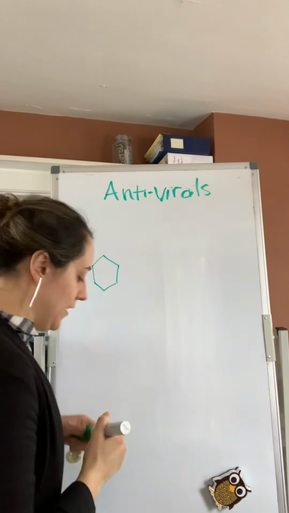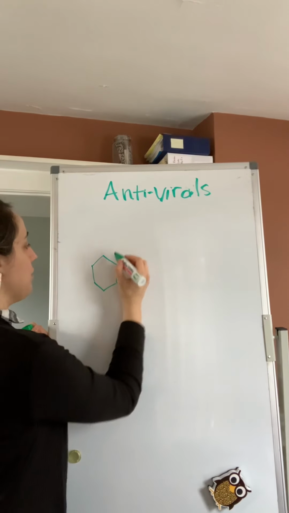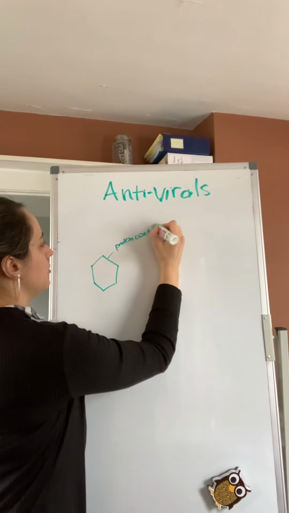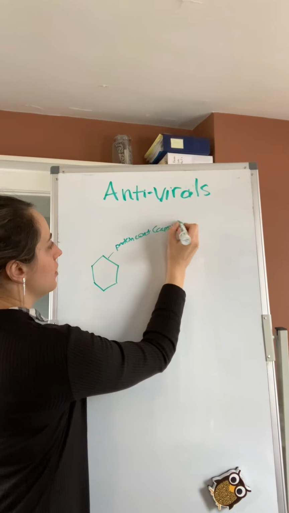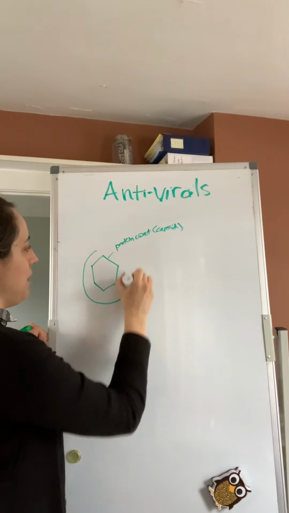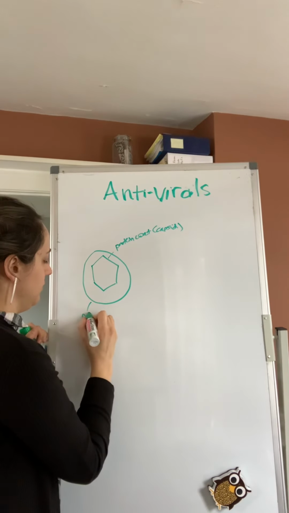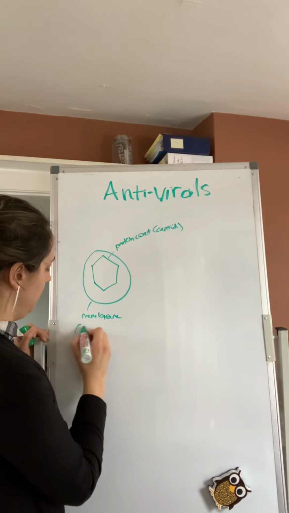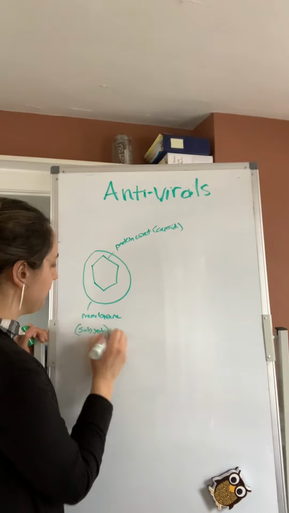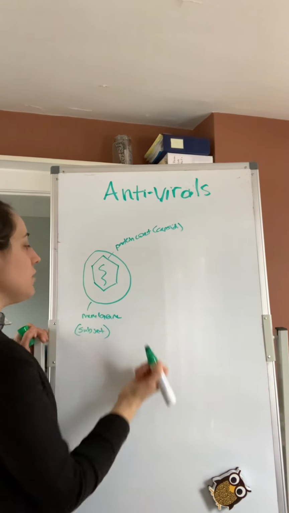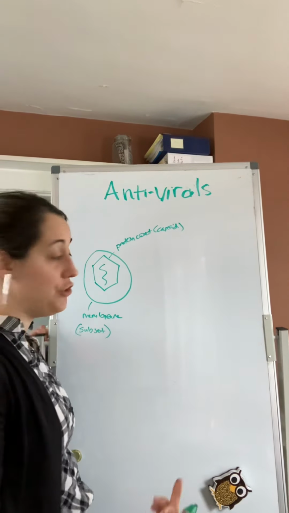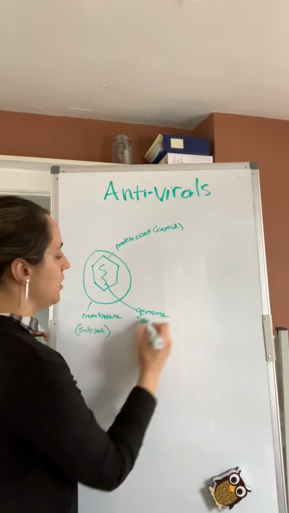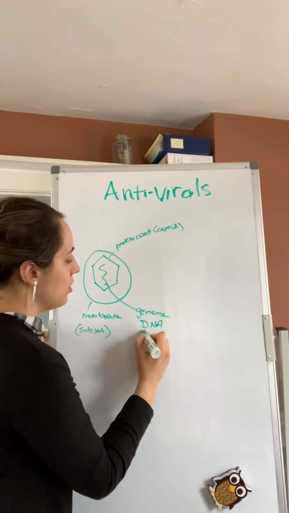Viruses are very simple. They have a protein coat, which is called the capsid. Some of them have a membrane, which is only for a subset. And all of them have some kind of nucleic acid genome, but the genome can be DNA or RNA.